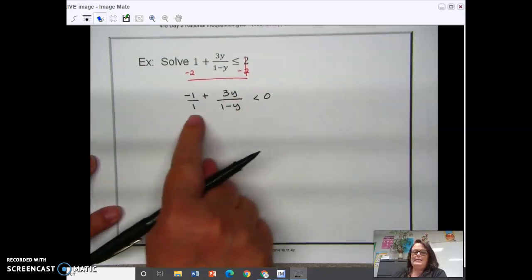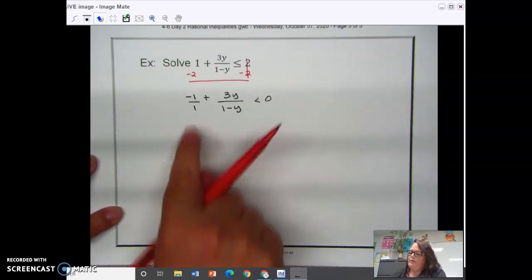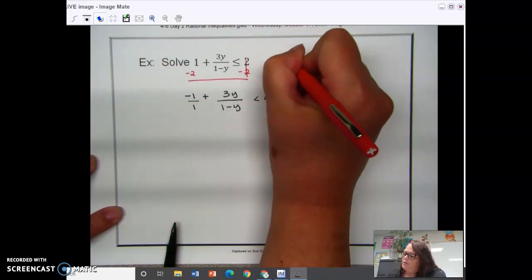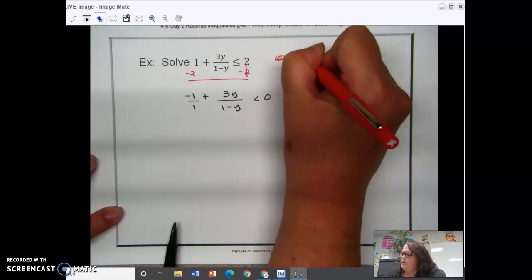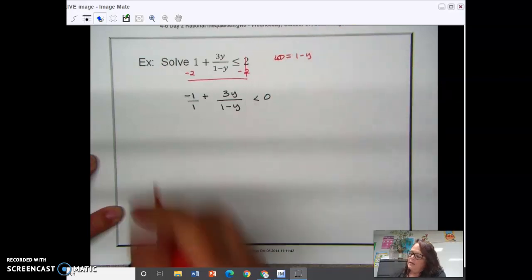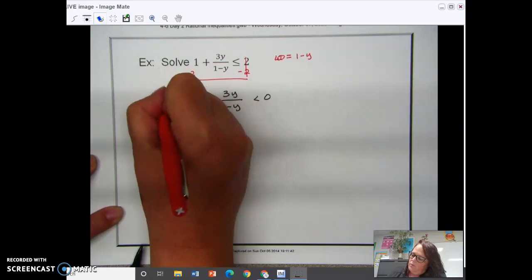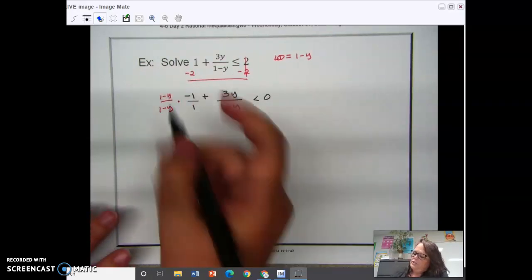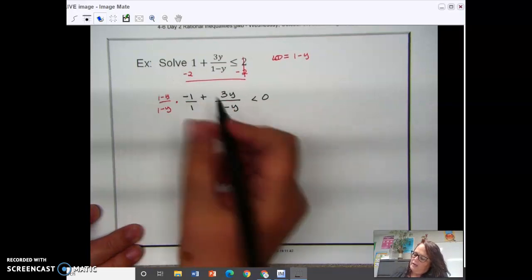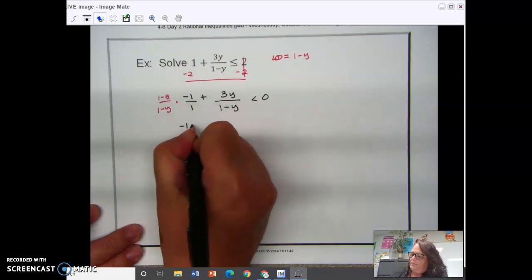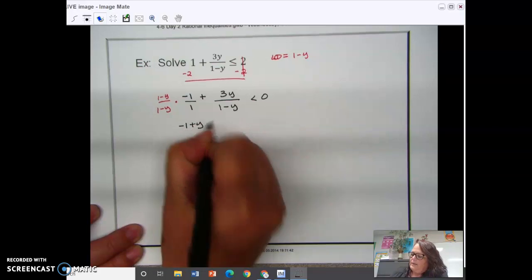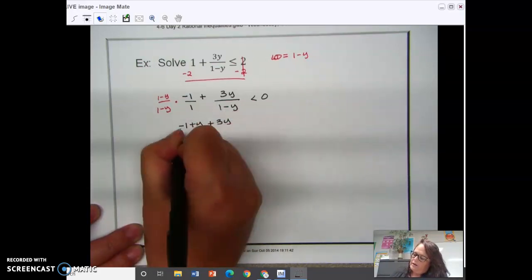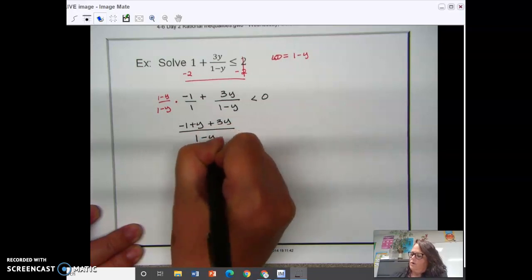So now I need to get a common denominator. Because this one has a denominator of 1, my LCD is just going to be the other denominator, and so that's going to be 1 minus y. So I'm going to multiply this by 1 minus y over 1 minus y. And so when I do that, distributing that -1, I get -1 plus y, and then putting the two together, I get plus 3y, all over that common denominator of 1 minus y.